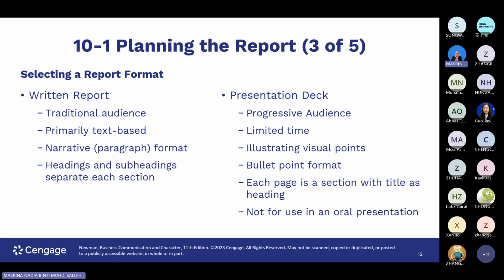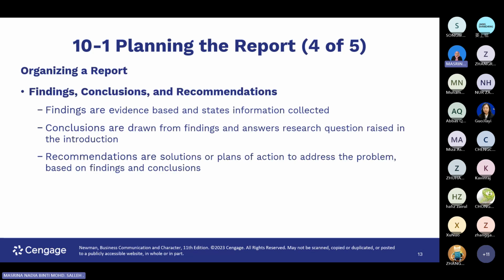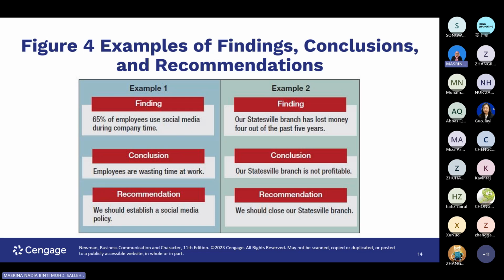By knowing the types of reports, you should know how to select, and you should know what the report formatting will be. When you organize a report, make sure at the end you close it with findings, conclusions, and recommendations. These are examples of findings you can consider, where you can use some stats about your findings. Then you can make conclusions from the findings. And of course, you need to provide some recommendations for future work.